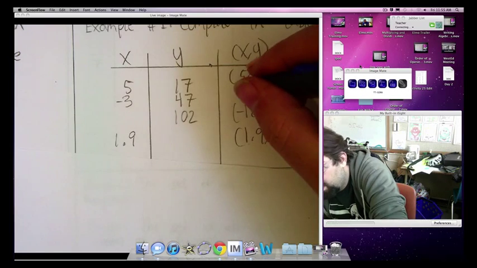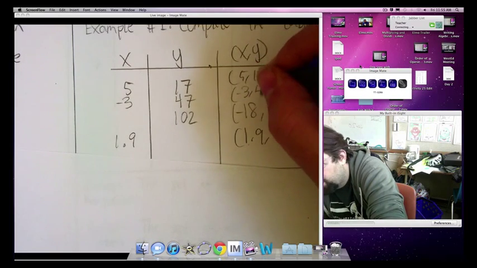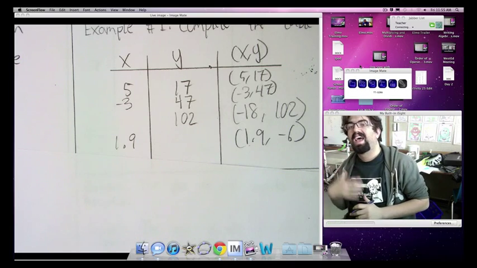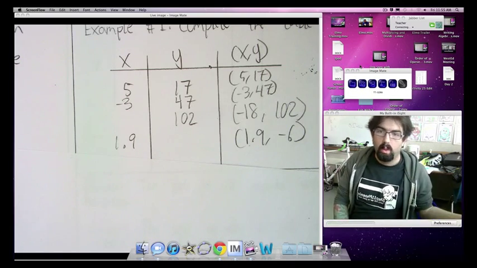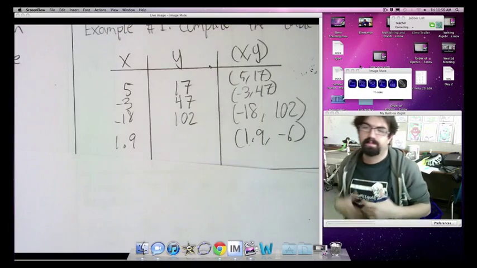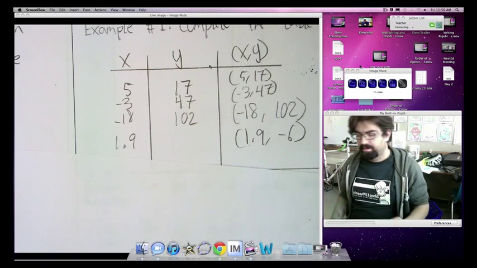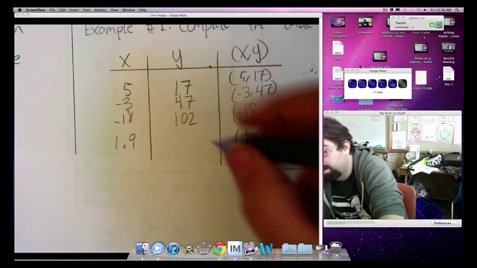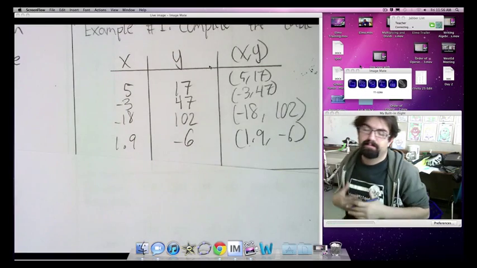Next one is -3 and 47. Again, when I read an ordered pair, the first number is X, the second number is Y. Well, the first number is -18 right there, so that must be X. So I'm just filling in the blanks. Look at this one. The first number is 1.9, that's X. The second number is -6, that is Y.